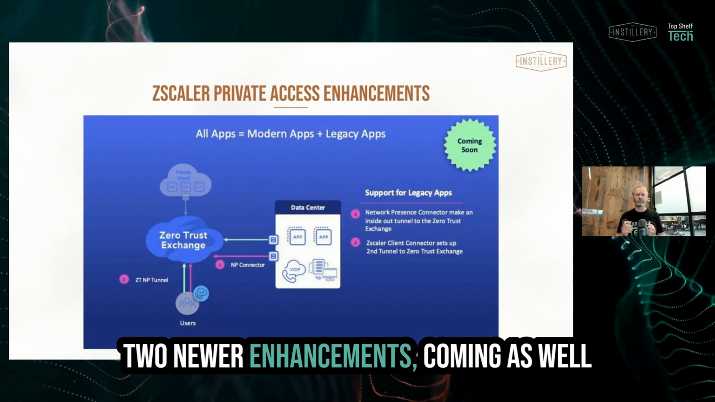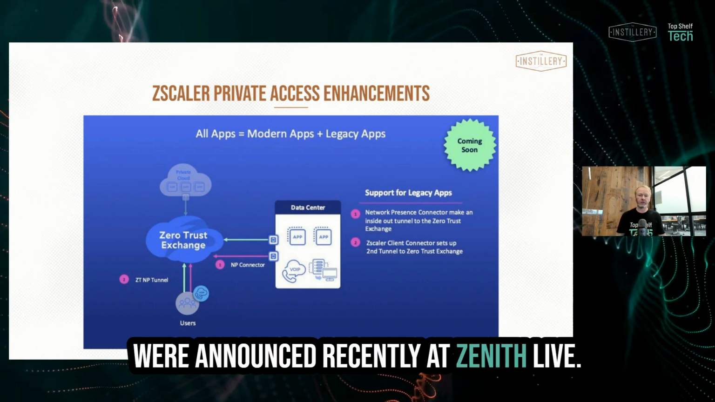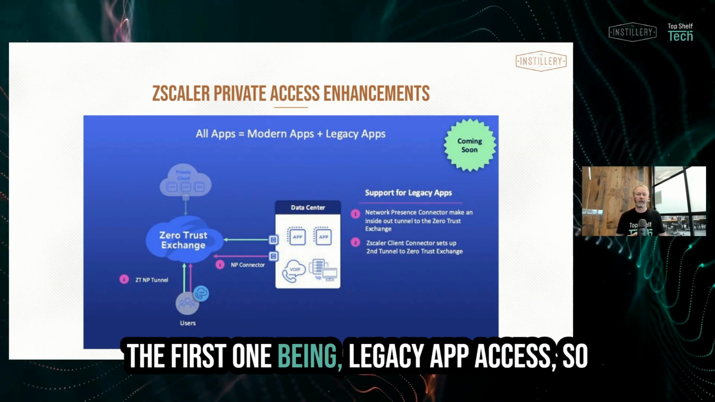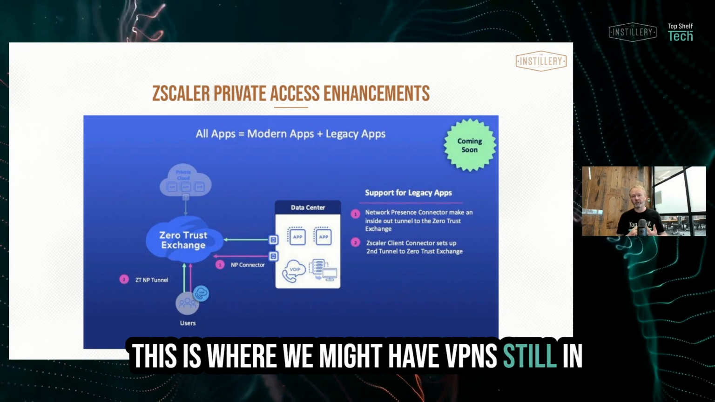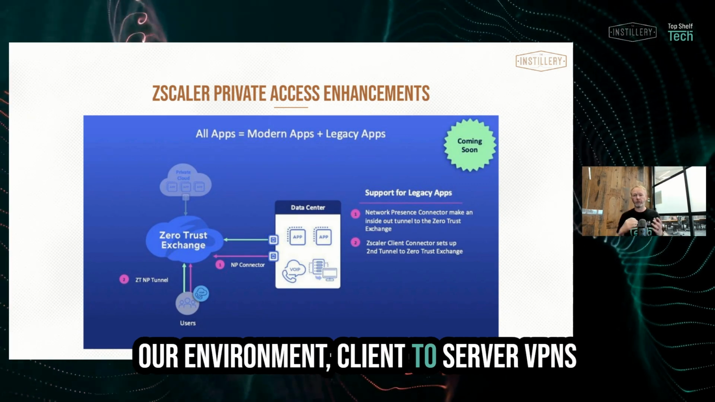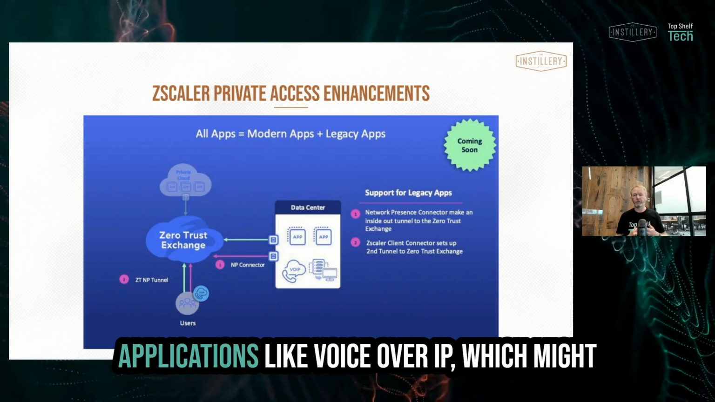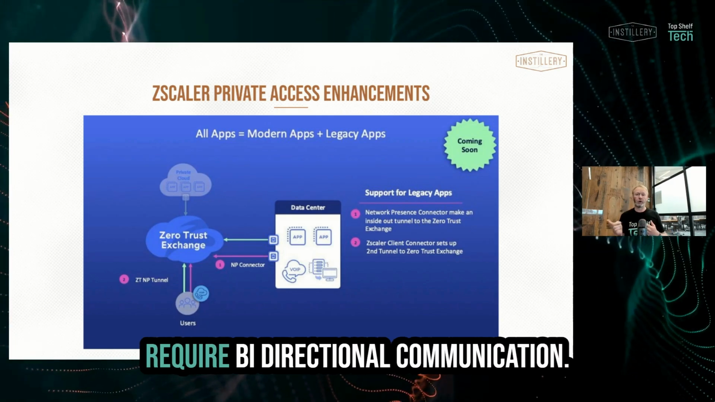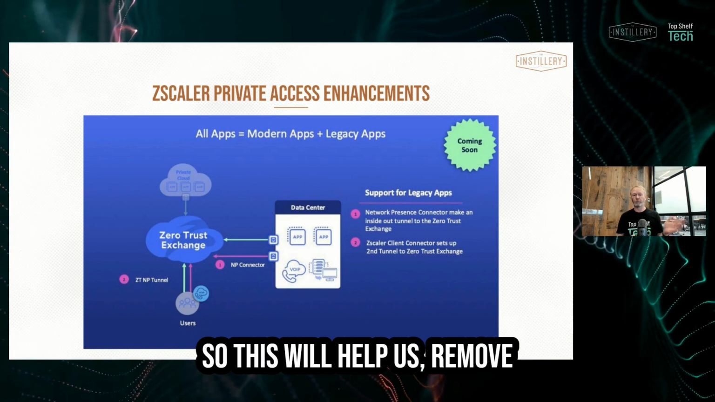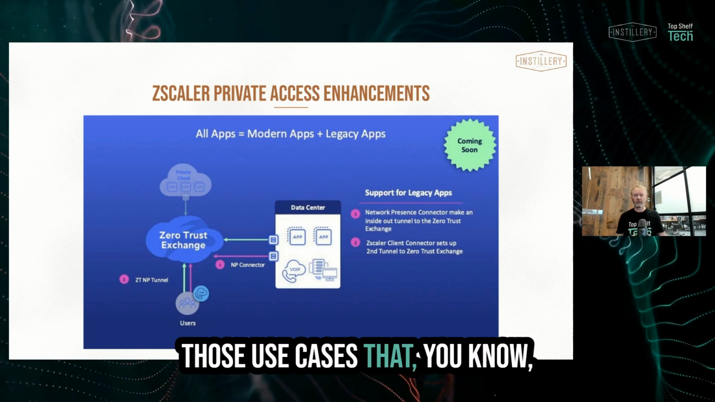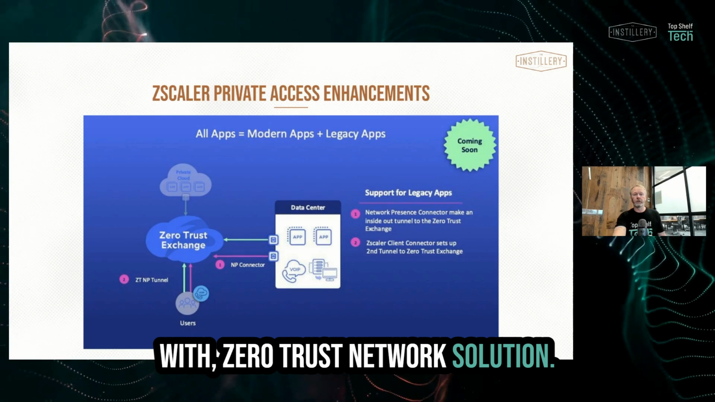Two newer enhancements are coming as well that will really help in this space. These were announced recently at Zenith Live. The first one is legacy app access. This is where we might still have client-to-server VPNs in our environment for legacy applications like voice over IP, which might require bi-directional communication. So this will help us remove those use cases that previously weren't supported with a Zero Trust Network solution.